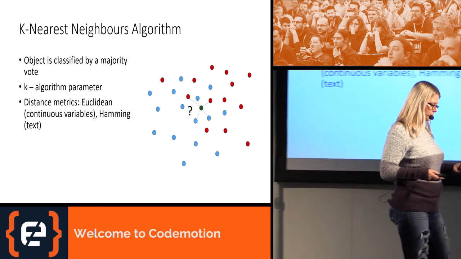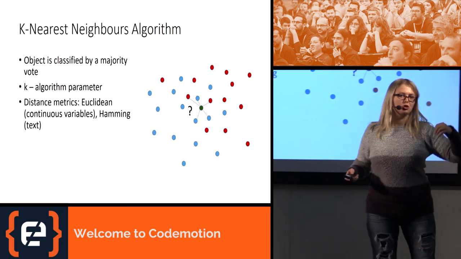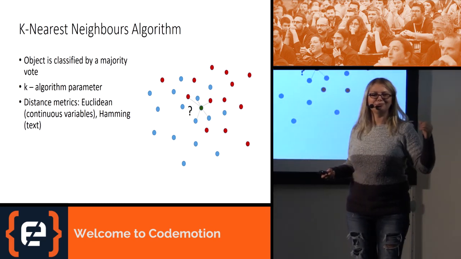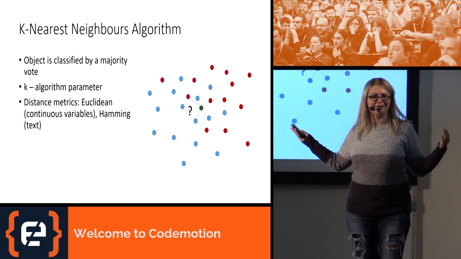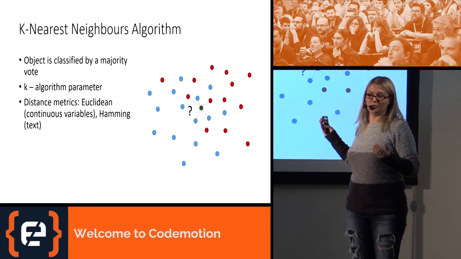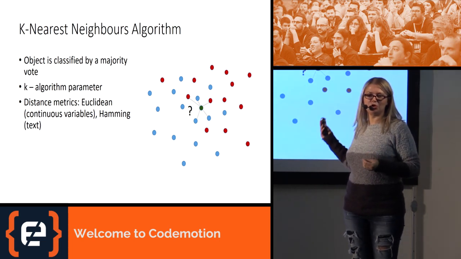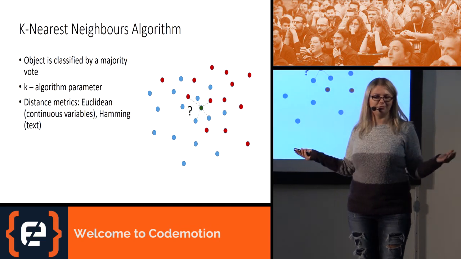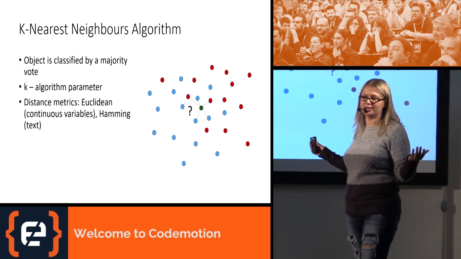The problem with this algorithm is every time you have a new dot, a new example, you have to calculate the distance to every other dot in your data set. And those are just dots, so like 2 dimensions. Imagine you have much more dimensions, much more data.